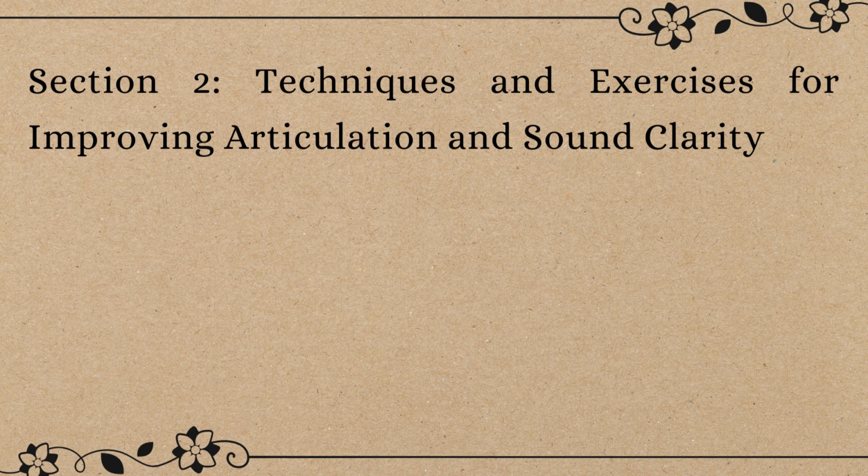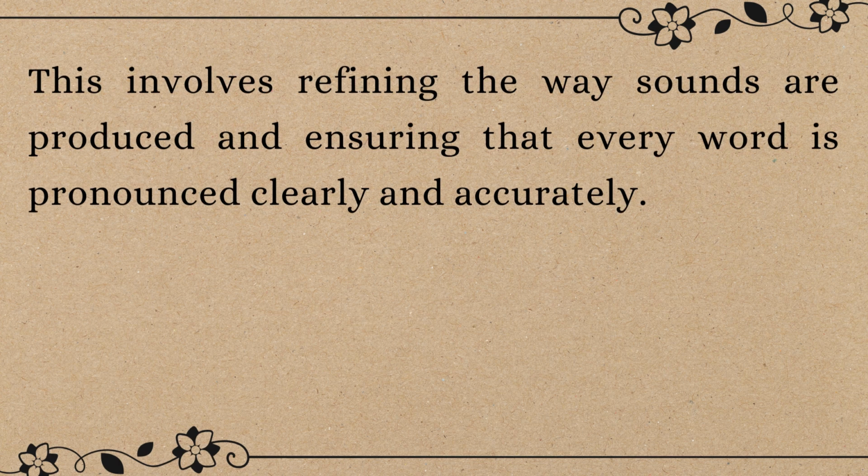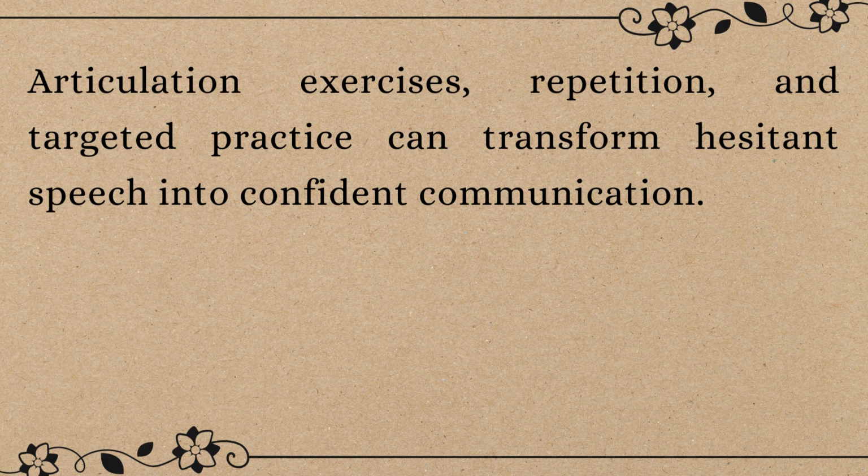Section 2. Techniques and exercises for improving articulation and sound clarity. Once the foundational elements of English pronunciation are understood, the next step is mastering articulation and sound clarity. This involves refining the way sounds are produced and ensuring that every word is pronounced clearly and accurately. Articulation exercises, repetition, and targeted practice can transform hesitant speech into confident communication.